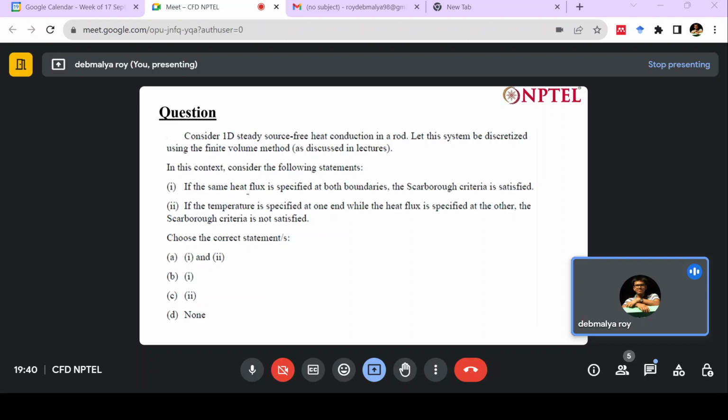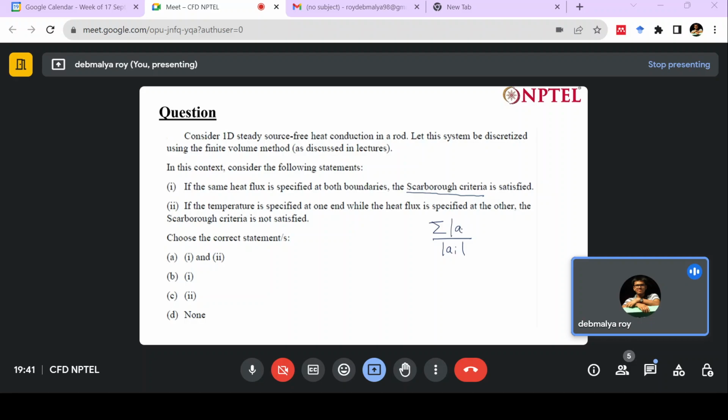If the same heat flux is supplied at both boundaries, the Scarborough criteria is satisfied. Okay, so here we need to discuss what the Scarborough criteria is. It is related to whether a set of equations will converge, and this is related to the Gauss-Seidel method. So what does this say? Basically, if I take the diagonal term and divide by this diagonal term, and if I take the sum of the neighboring terms of this particular diagonal.